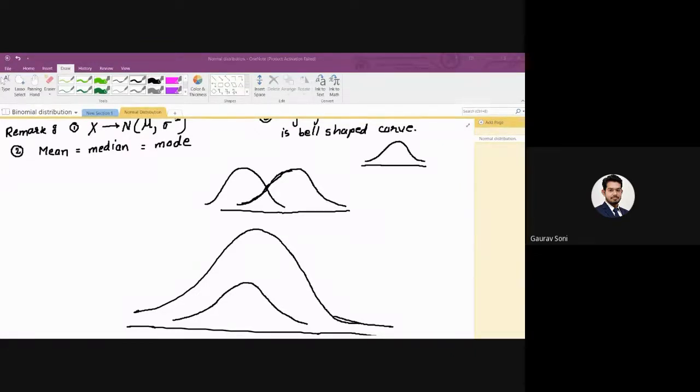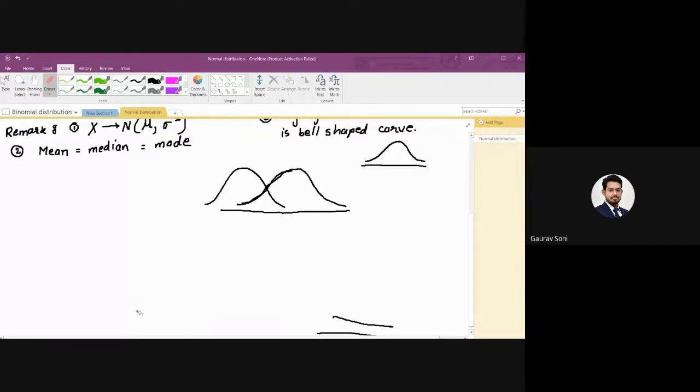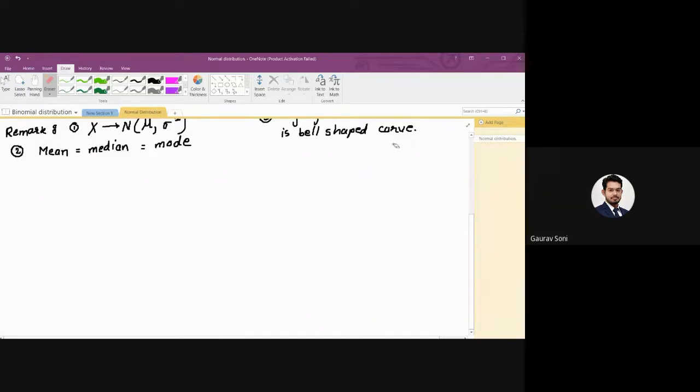So in a similar sense, these are all bell shaped curves, and they are all similar to each other. No matter how many normal distributions you study, they are all going to be similar to each other. And how are they going to be similar? The similarity will depend on mu and sigma. So to make our study uniform, this third remark plays a major role.